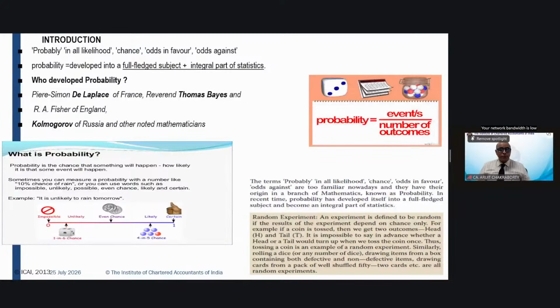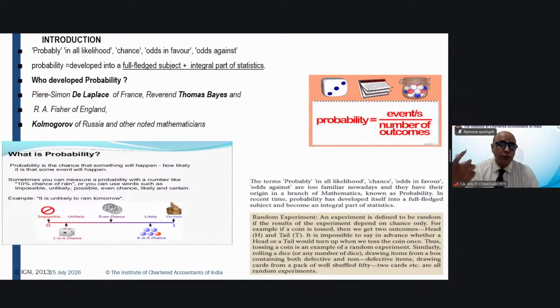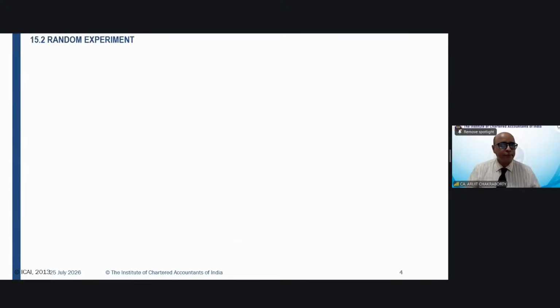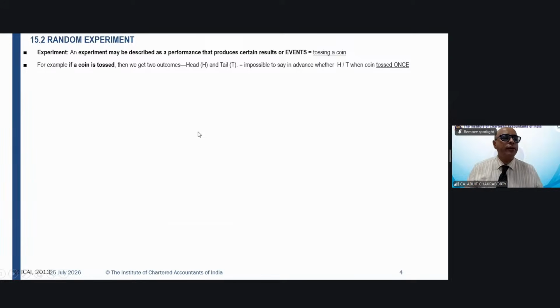So you can see, even the selection of defective and non-defective items, or drawing cards from, say, a pack of 52 cards, these are all examples of random experiments. So I hope you are able to understand the concept of a random experiment. A random experiment means the outcome is based on chance, and there is no way to predict with certainty that this will happen. So it is always a game of chance, you can call it.